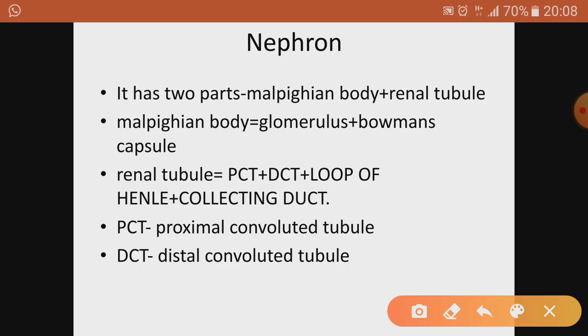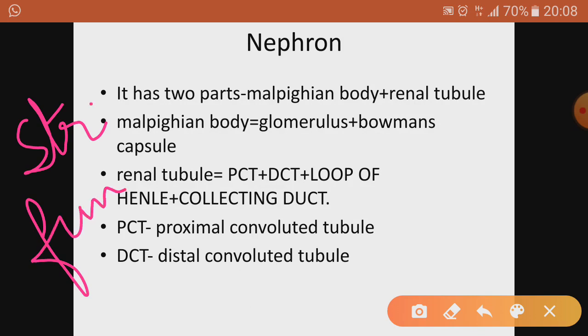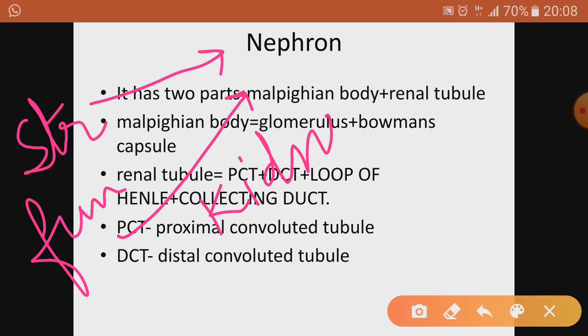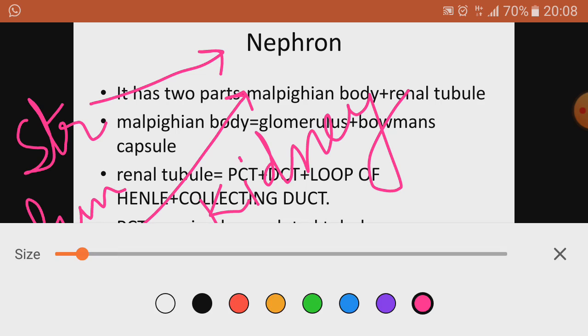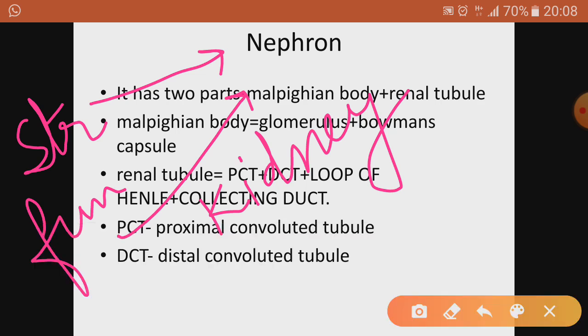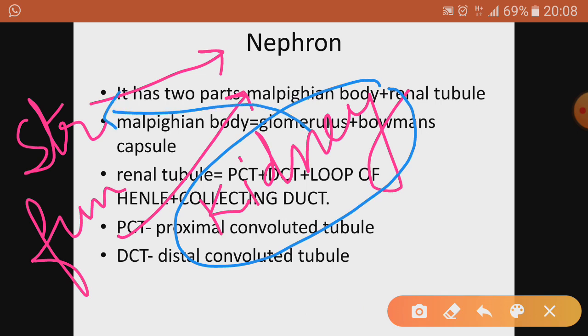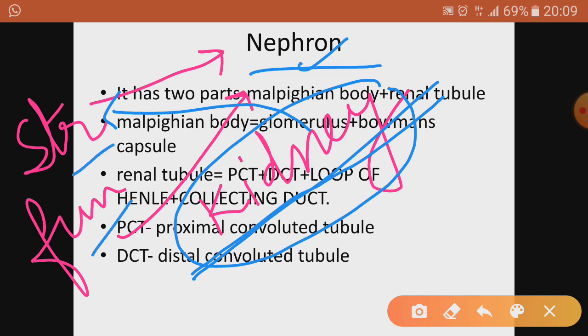Nephrons are said to be the structural and functional unit of kidneys. So basically, the kidneys are made up of nephrons. That's why they are called the structural unit, and the basic function of the kidney is performed by the nephron. Kidneys have nephrons inside them, and nephrons are the structural and functional unit of the kidney.